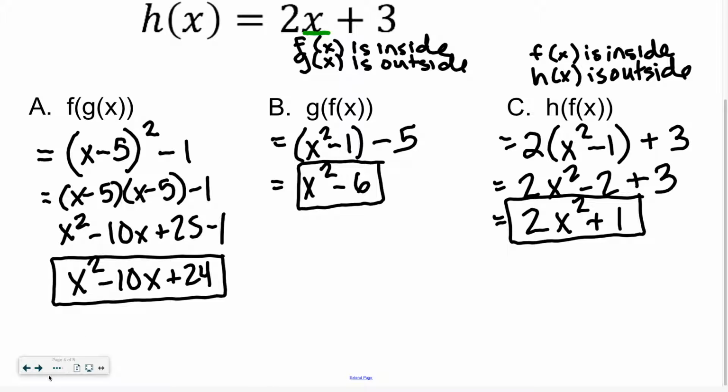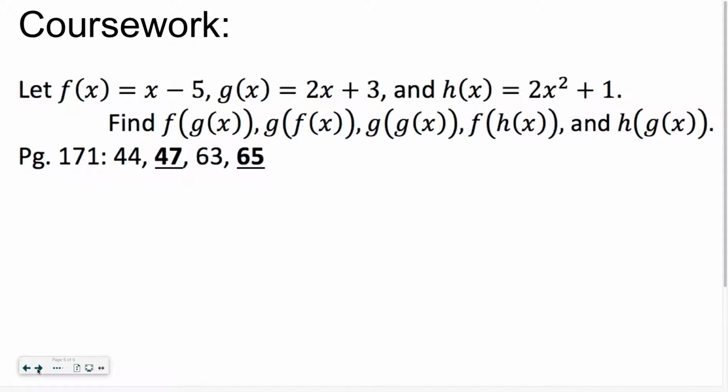You have a homework assignment. It's on your gold sheet. This is not in the textbook, so I just gave you 3 new functions, and you are going to do the following compositions. There are 5 of them. And then on page 171, you're also going to do 47 and 65. So when you finish your concept check, you can go ahead and get started on that homework assignment.